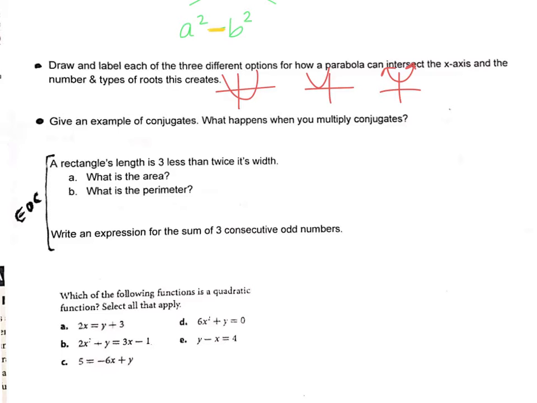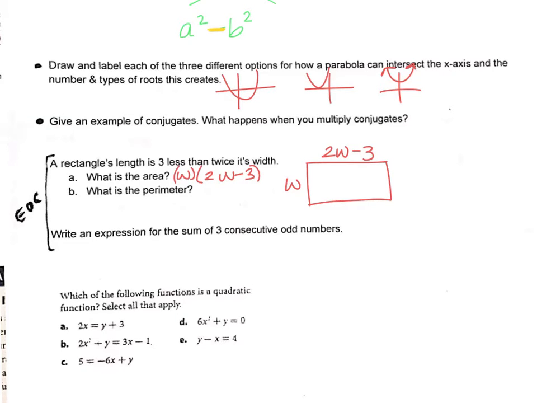A rectangle's length is 3 less than twice its width. All right, so I don't know the width. I'll call it W. The length is 3 less than twice the width, so that's twice the width minus 3. If I want to find the area, I just multiply those things together. So W times 2W minus 3. And you can leave it just like that.